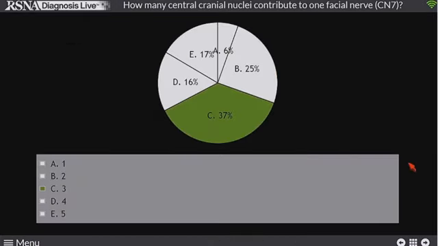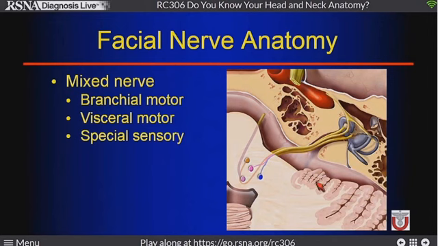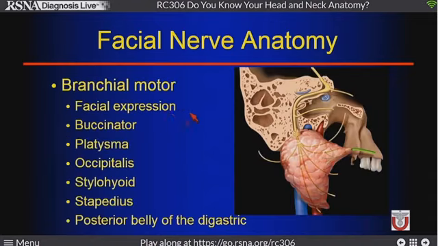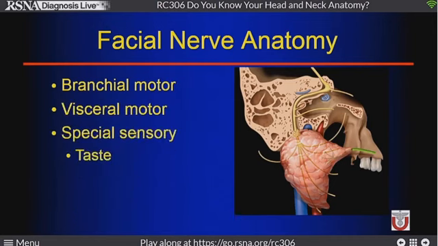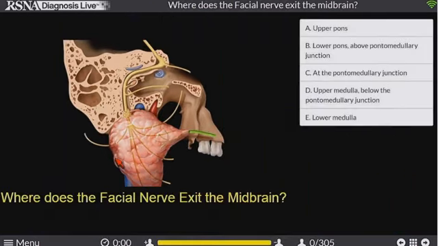Most of you said 3. Great, 37%. That is correct. So we have 3 main functions of the facial nerve. So it makes sense that we have 3 central cranial nuclei. Most of it is motor. The voluntary and involuntary muscles of facial expression are the majority of what the facial nerve is doing. There's also some parasympathetic fibers, mostly going to lacrimation for tearing. And we have special sensory taste to the anterior 2/3 of the tongue with the chorda tympani.